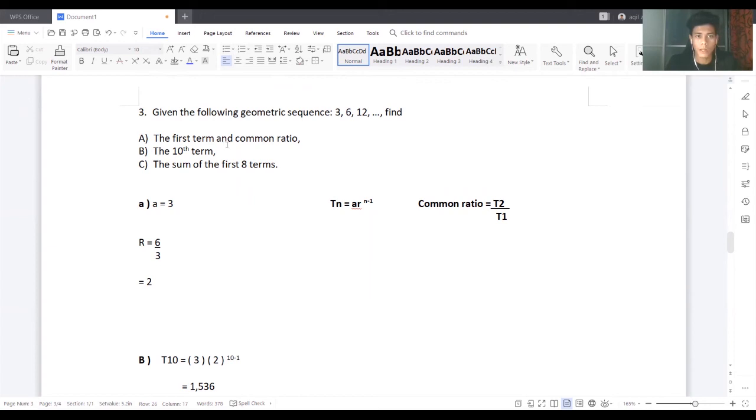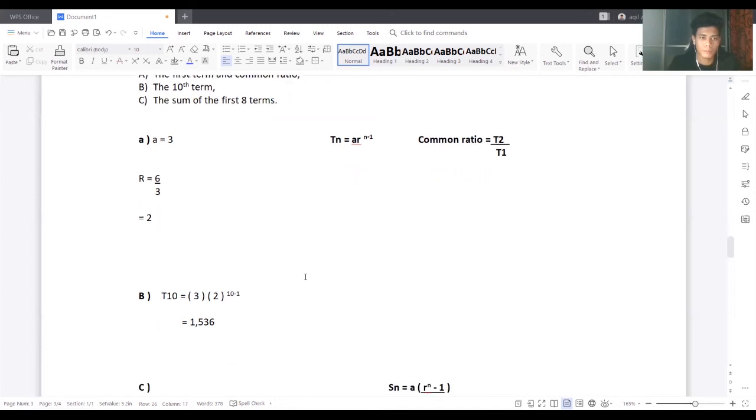Okay, and the question asks to find the common ratio. We can use this formula for common ratio, which is T2 divided by T1. So T2, which is 6, we need to divide it by 3. So r, the common ratio, equals 6, which is T2, divided by 3, which is T1. So the answer will be 2. That is the answer for A.